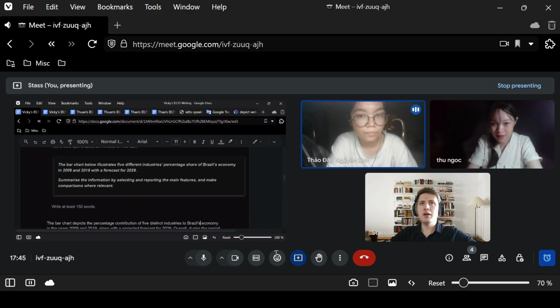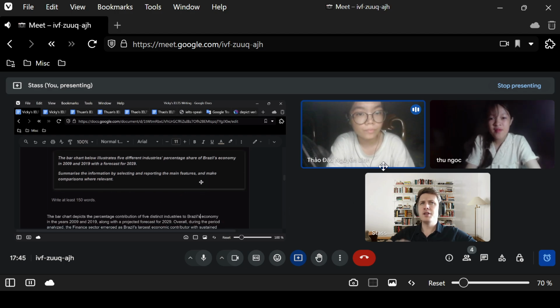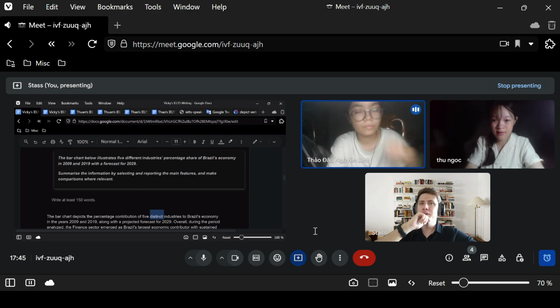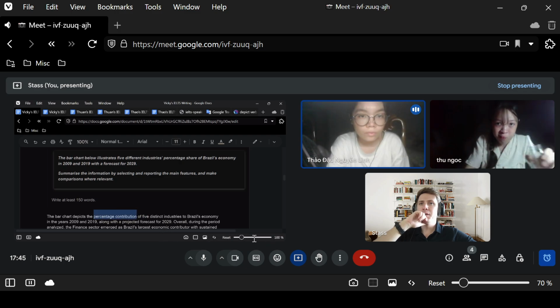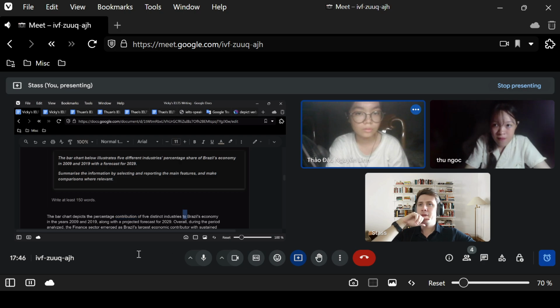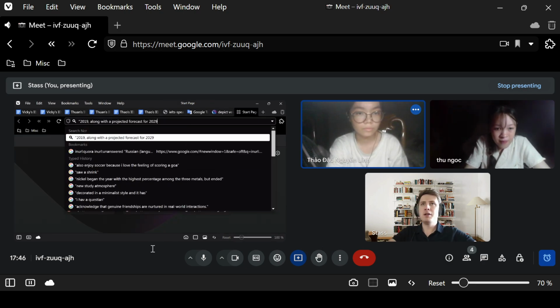Here we have five different industries to five distinct. So different to distinct. What about contribution? Percentage contribution? Share. Percentage share. Percentage share depicts the percentage contribution of five distinct industries to Brazil's economy. So we also have of to contribution to. Yeah, in the years, along with the projected forecast for 2029.